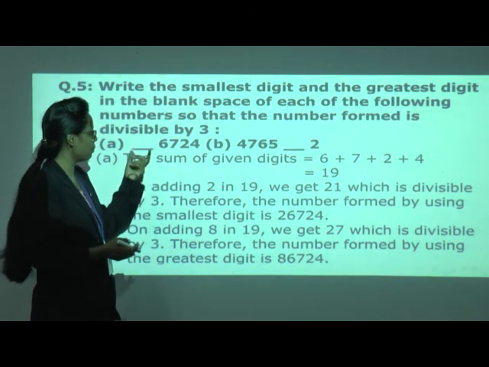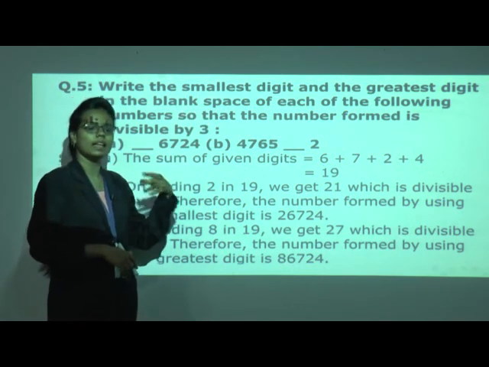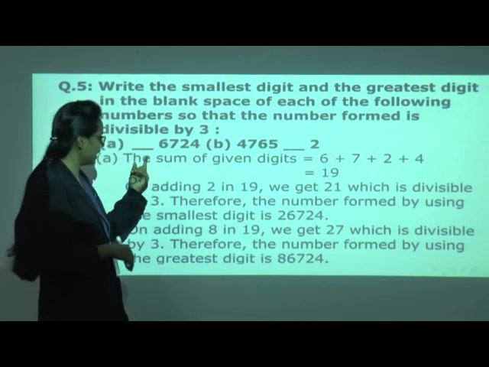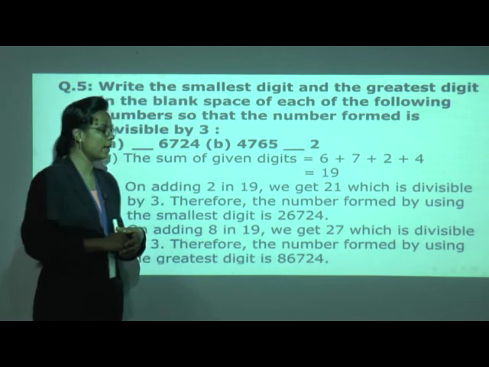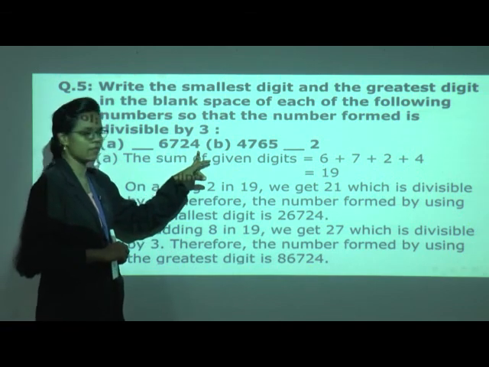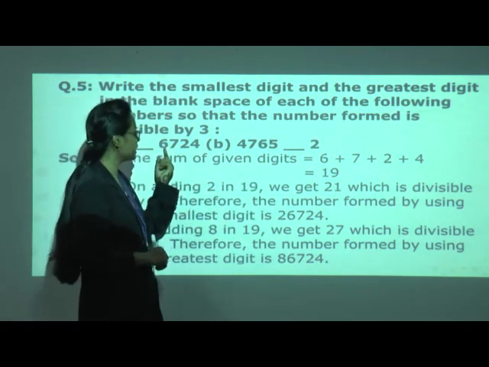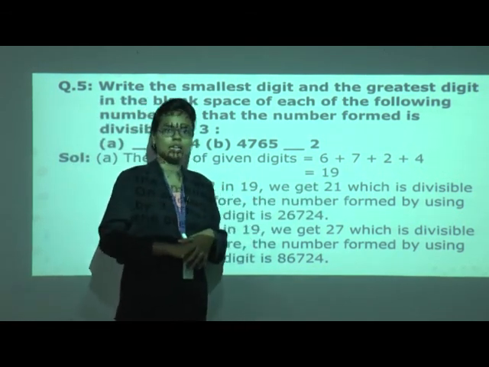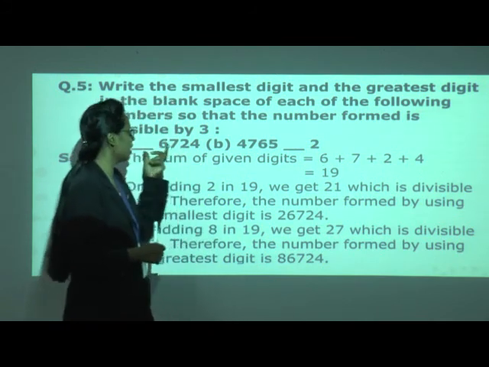But we have to place a digit here. First we have to place the smallest digit and then we are going to place the greatest digit. But after placing it, the number should be divisible by 3. Okay, so let us see first the sum of this given number. The sum of the given digits is 6 plus 7 plus 2 plus 4, which is 19. Now students, we have to add a digit here.